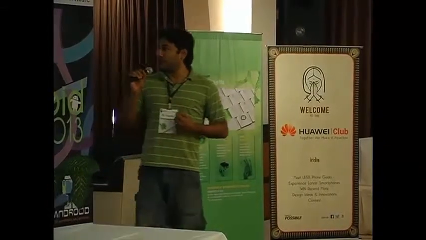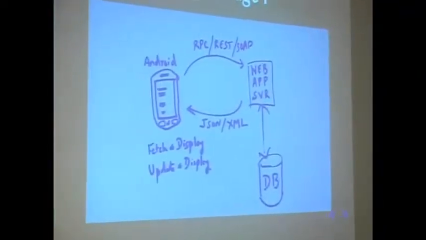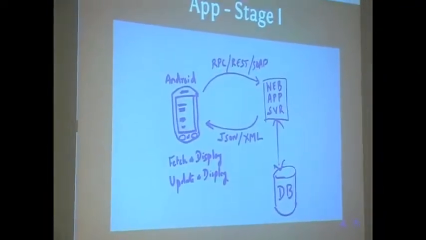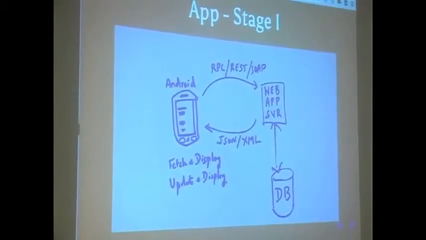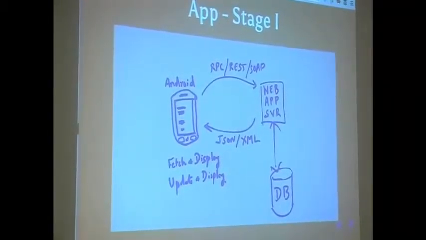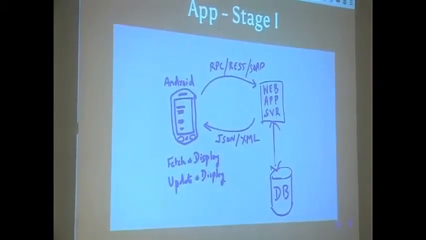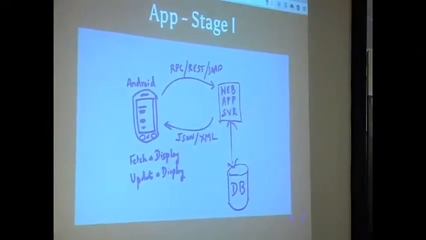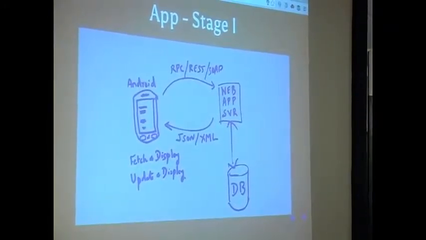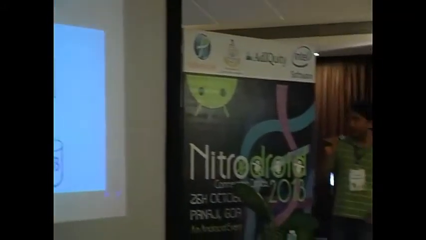If you can go to the next slide. I'm just going to walk you through different stages that apps have gone through. If you think of apps a couple of years back, when smartphones were still fairly new, apps were relatively simple. You could build an Android app, and all it did was talk to a backend web server over RPC or REST or SOAP that would talk to a database, fetch maybe JSON or XML or some proprietary data format.